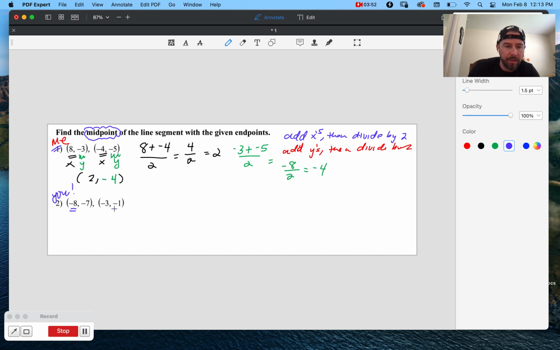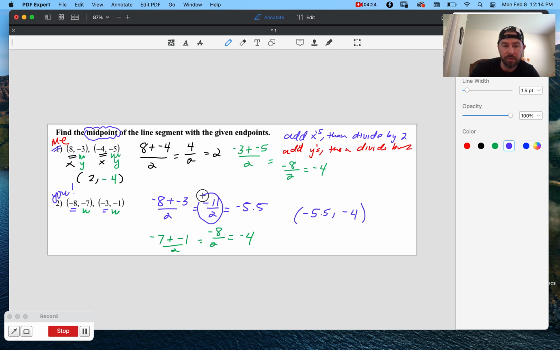Okay, number 2. We're going to add the x's and divide by 2. Negative 8 plus negative 3, divided by 2. I think you get negative 11, divided by 2 is negative 5.5. Then you do the same thing for your y's. You add them. Negative 7 plus negative 1, over 2. I think you get negative 8 over 2 is negative 4. So your answer would be negative 5.5, negative 4. Or you could leave it negative 11 over 2 if you wanted to put that right there. Or you could say negative 5.5, comma negative 4. Any of those work.